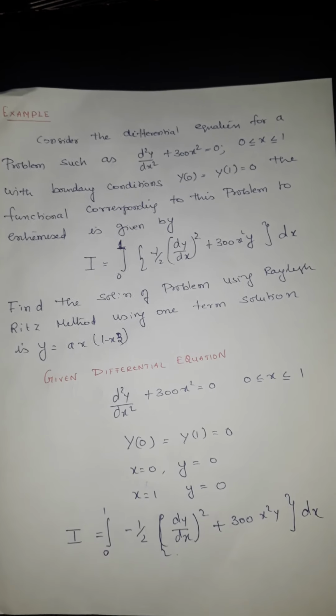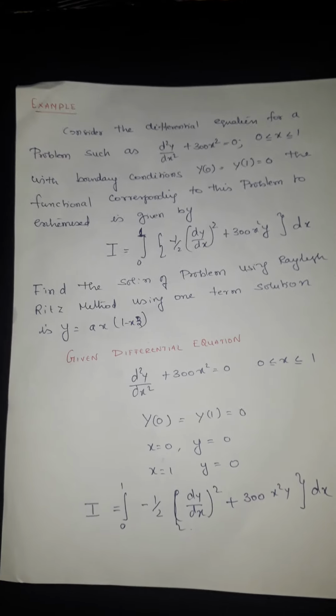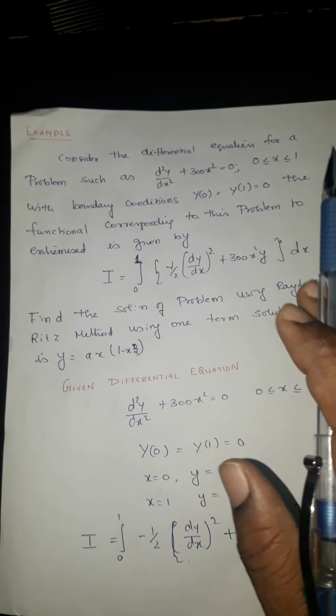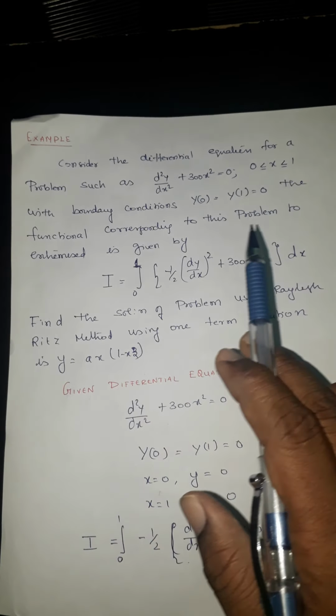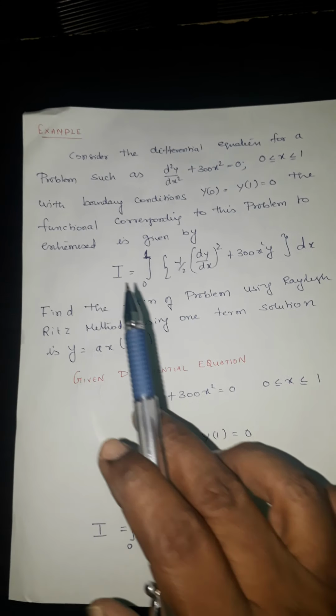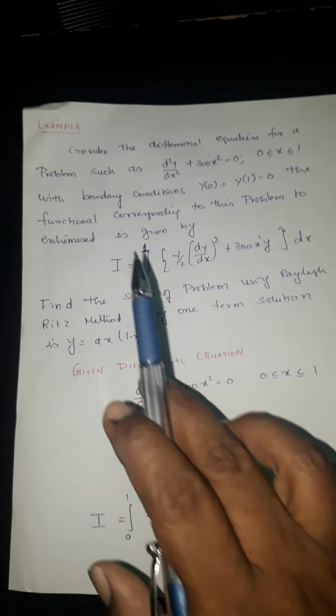Now we are going to see one more problem in the category of Rayleigh's method. Consider the differential equation for a problem such as d square y by dx square plus 300x square, over 0 to 1. Boundary conditions are given: y of 0 is equal to 0, y of 1 is equal to 0. The function to be extremized is I, equal to the integral from 0 to L, over the domain 0 to 1.